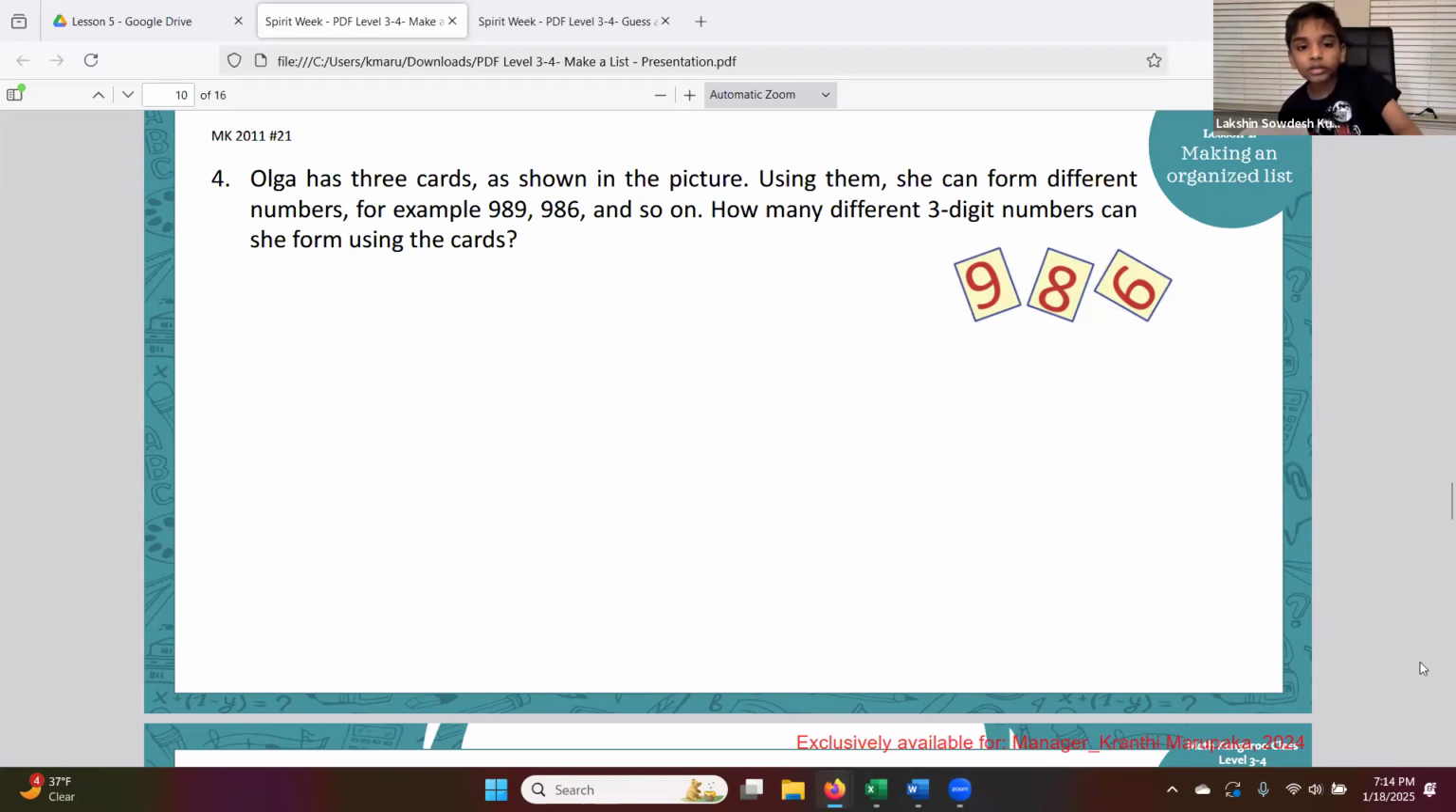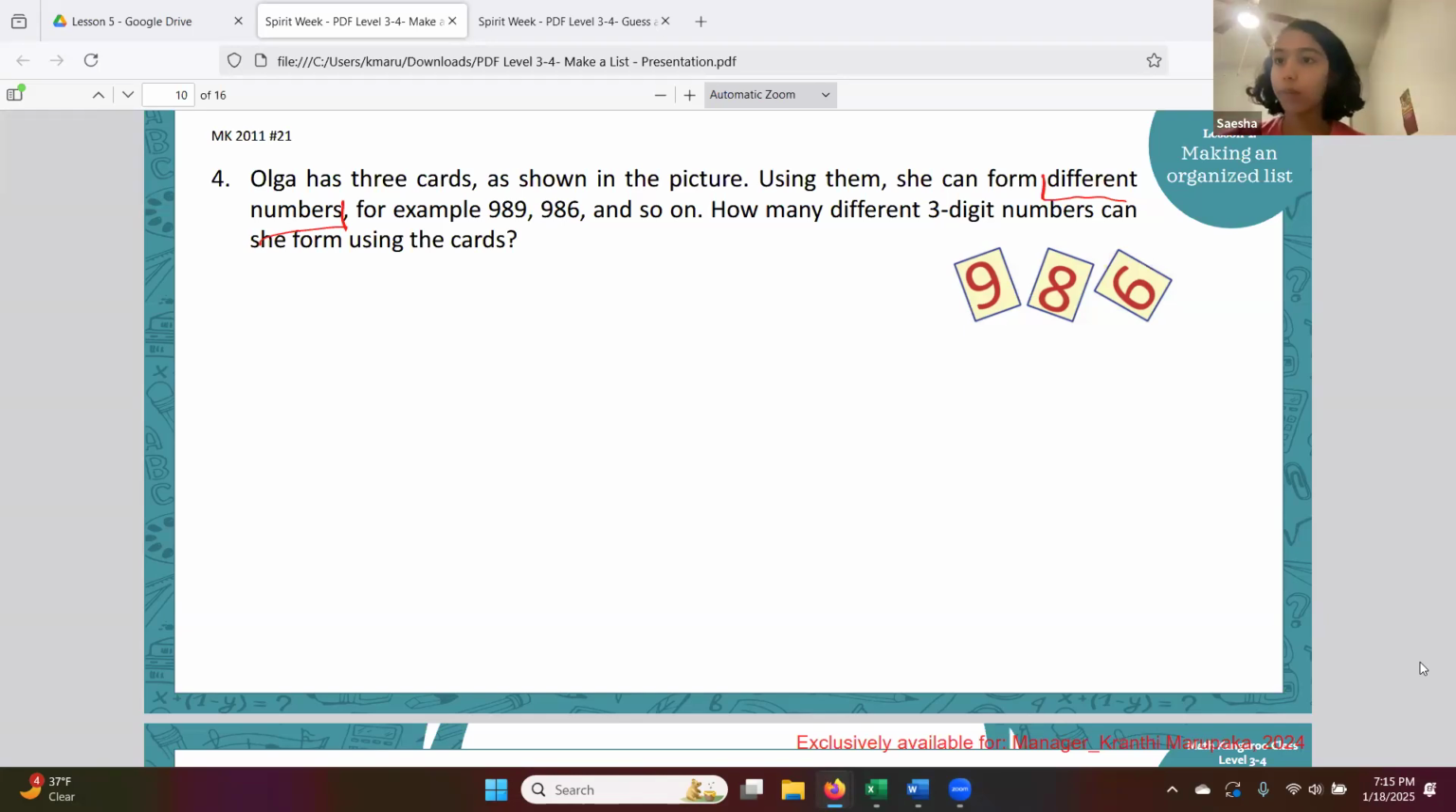Olga has 3 cards, as shown in the picture. Using them, she can form different numbers, for example, 989, 986, and so on. How many 3-digit numbers can she form using the cards?